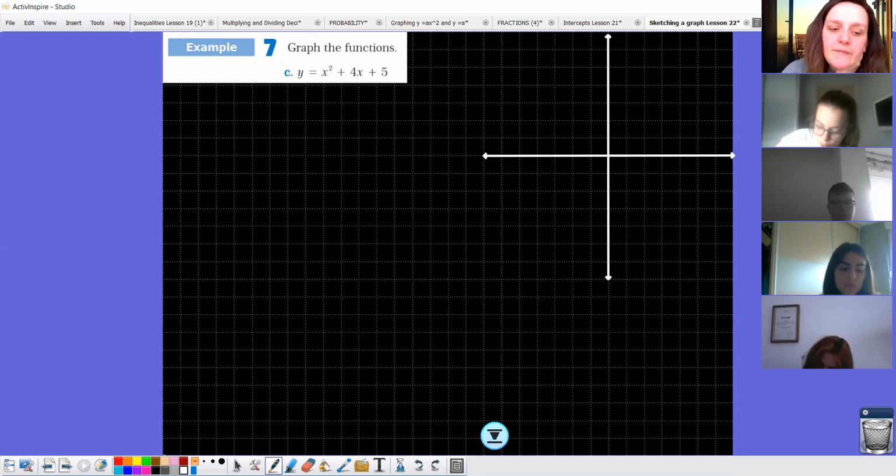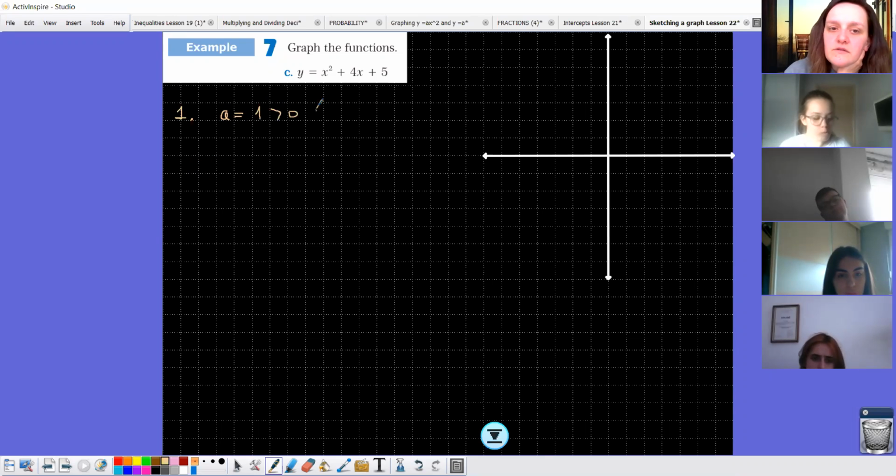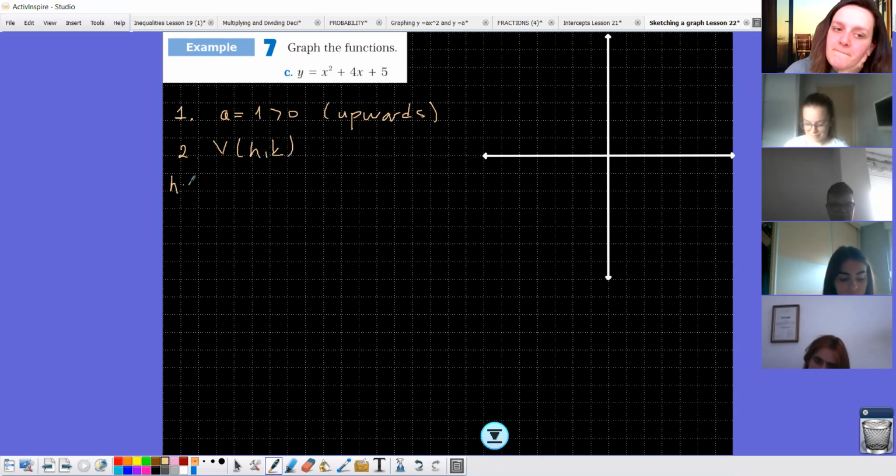First step, to find whether it is downwards or upwards. A is equal to 1, so it's greater than 0, positive, so it is upwards. Second step is to find the vertex, h and k. h is minus b over 2a, minus 4 over 2 times 1, which is minus 2.